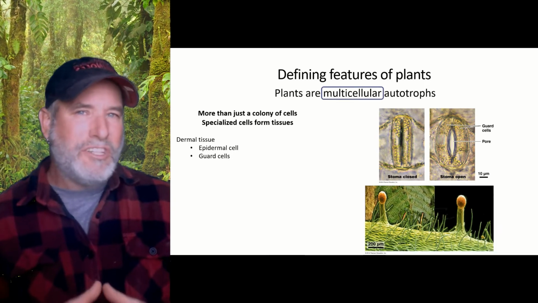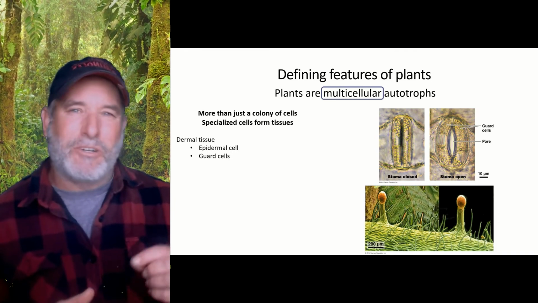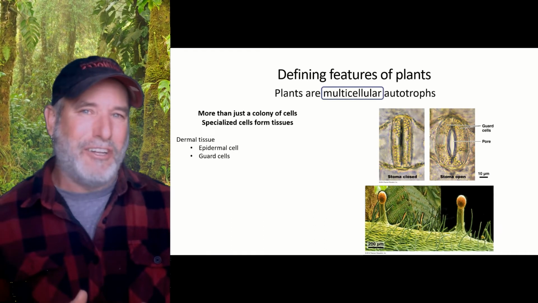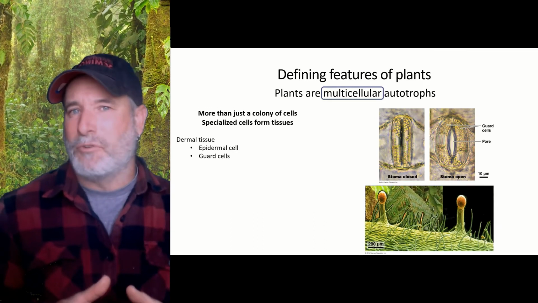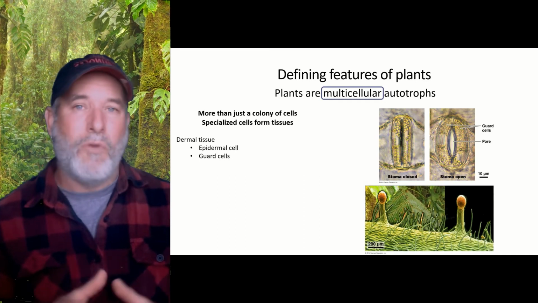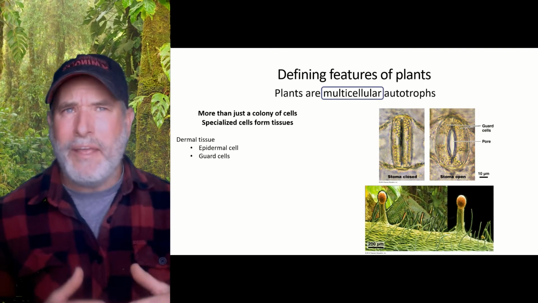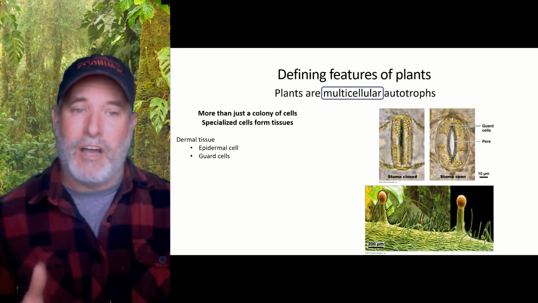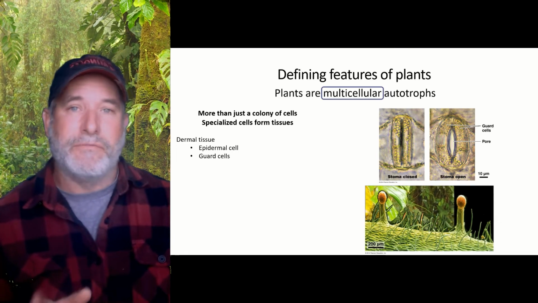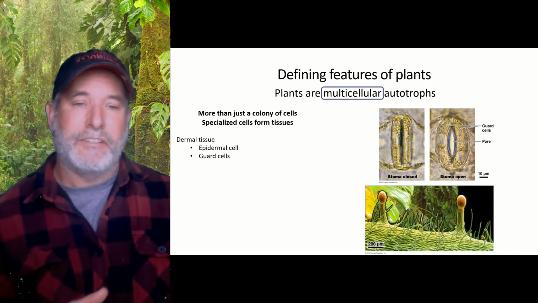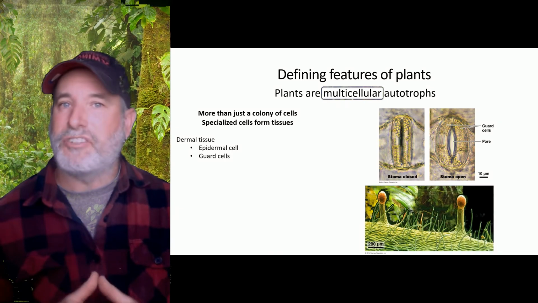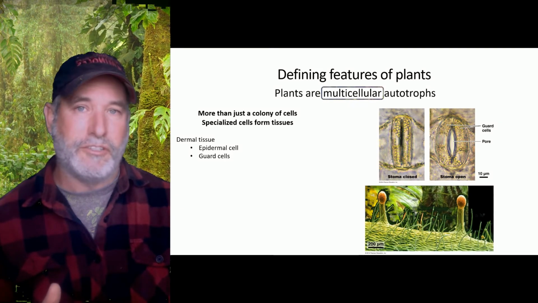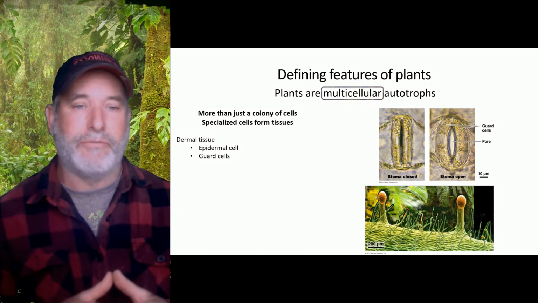But multicellular organisms, we're just a little bit more than a colony of cells, right? Plants, animals, and fungus are all multicellular organisms. But what makes us different than just a colony of cells? And this is very important. Plants have specialized cells to form tissues, just like animals, just like a fungus.